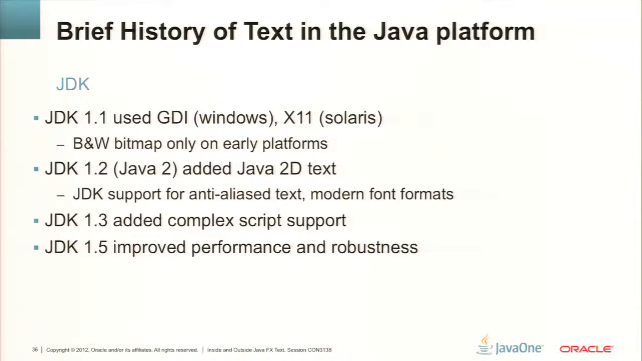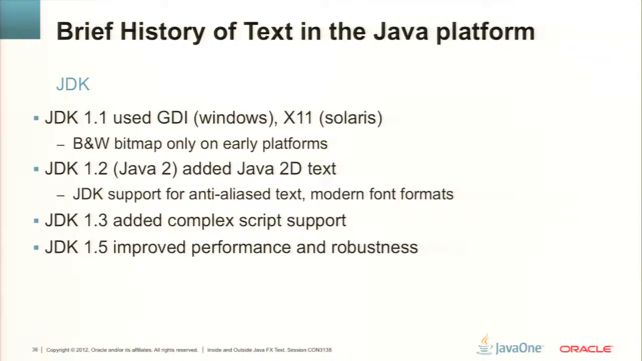So I touched on some of these technologies earlier on. In JDK 1.1, it used the platform APIs, which is GDI and X11. Really, we supported Windows and Solaris. JDK 1.2 came along with Java 2D, and we were supporting grayscale text at a time when you could really only get it if you went out and got Windows 95 OSR2 or something. Basically, none of the platforms supported that. And TrueType support was a fairly new thing.